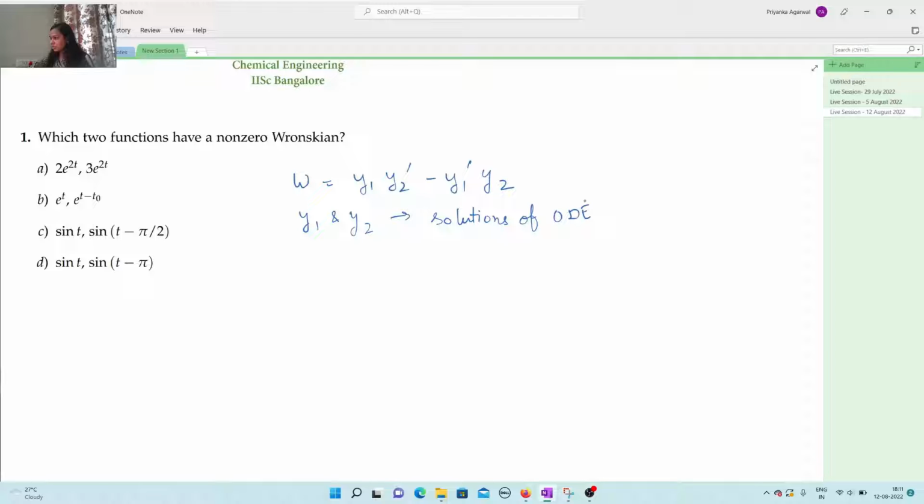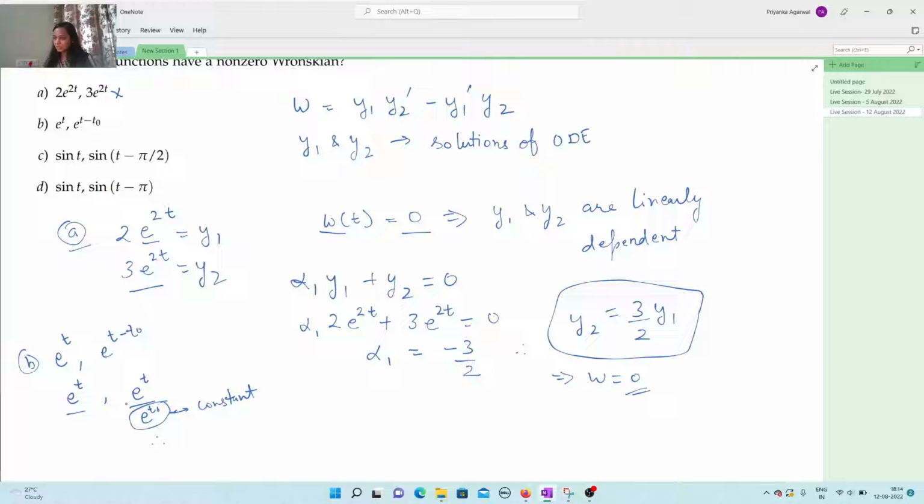Now, if we look at the next part, which is e to the power t and e to the power t minus t0. Again, this is e to the power t and this is e to the power t divided by e to the power t0, which is some constant. Therefore, again, these two are linearly dependent and the Wronskian will be 0. Now, let's see the other case.